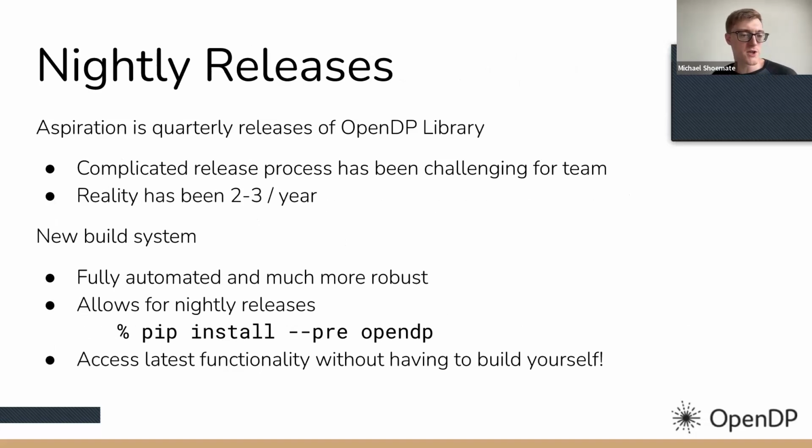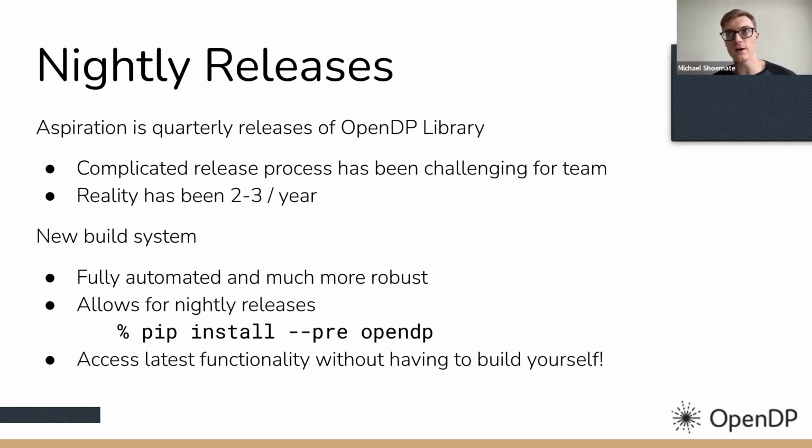So our aspiration is to have quarterly releases of the OpenDP library, but there's a complicated release process because we have some ugly dependencies that don't like to compile on, say, Windows, for example. And this has led to more like 2 to 3 releases a year. And so we're fixing that. We fixed that with a new build system.